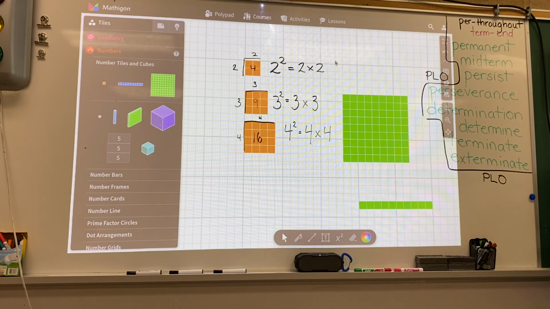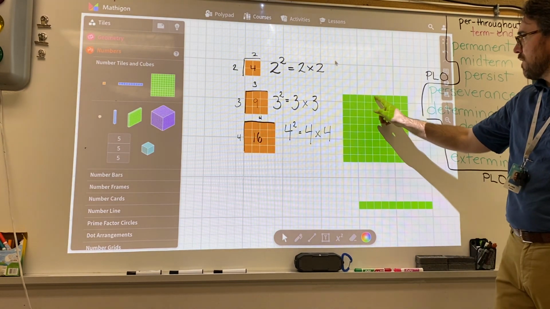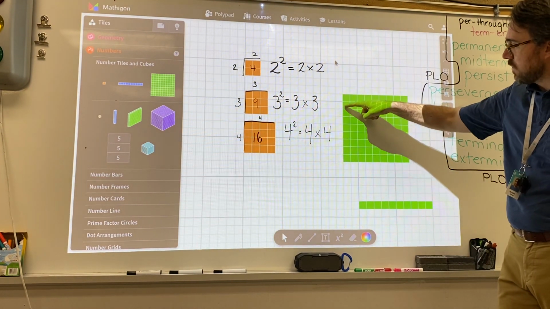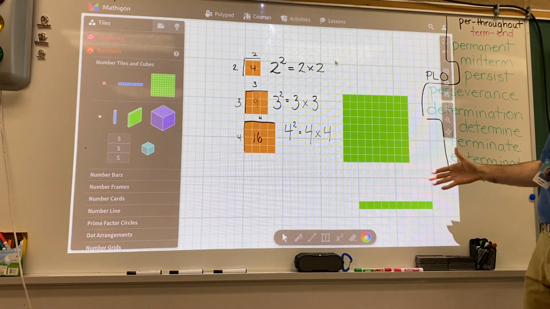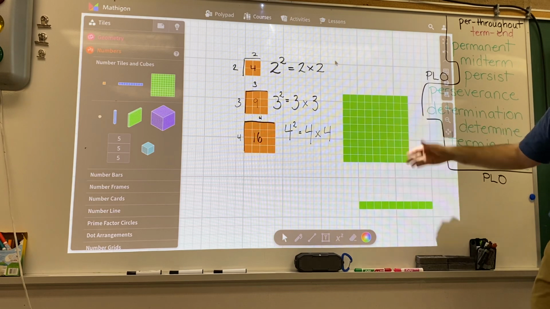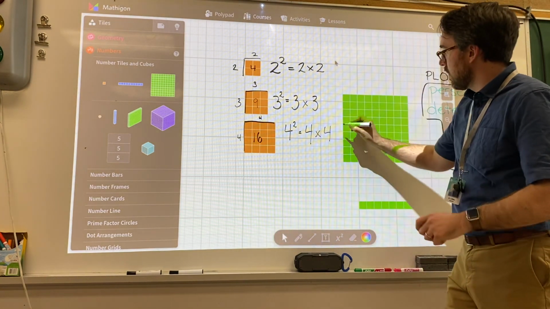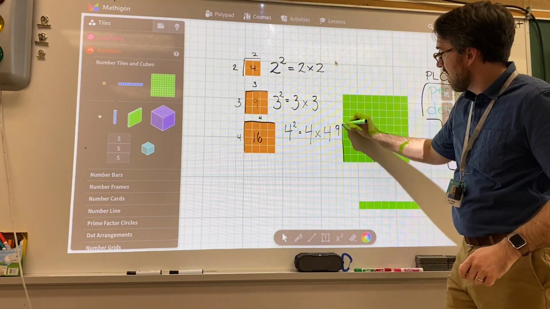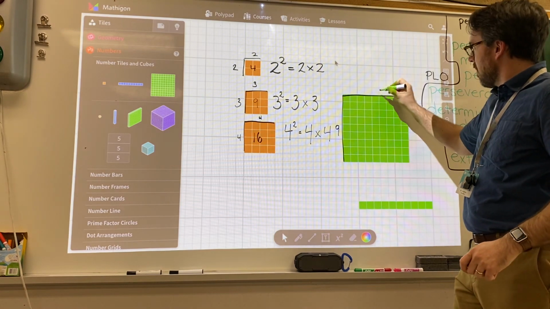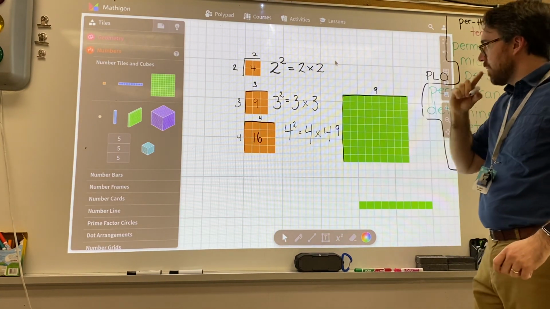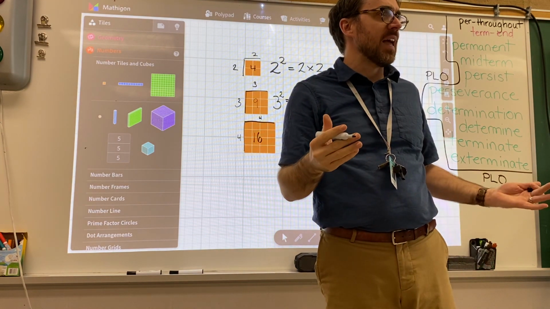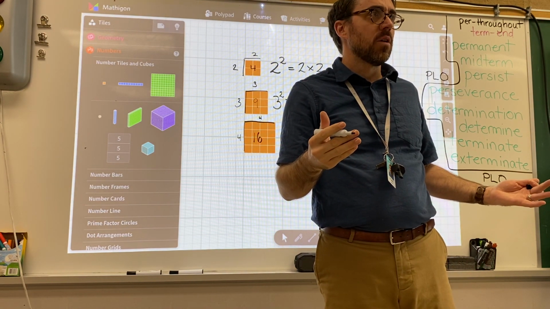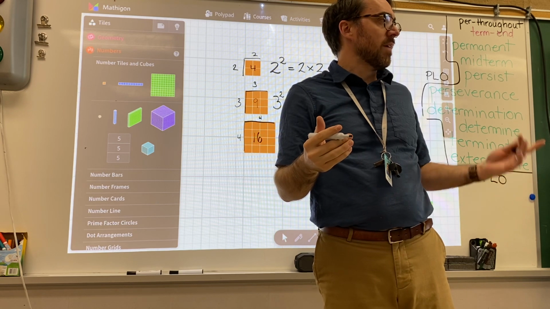Is this 9 by 9? 1, 2, 3, 4, 5, 6, 7, 8, 9. 1, 2, 3, 4, 5, 6, 7, 8, 9. 9 by 9. Is it a perfect square? Yes. It looks like it. So 9 by 9. Do you know how I easily figured out 9 by 9? What's 9 by 10? David?